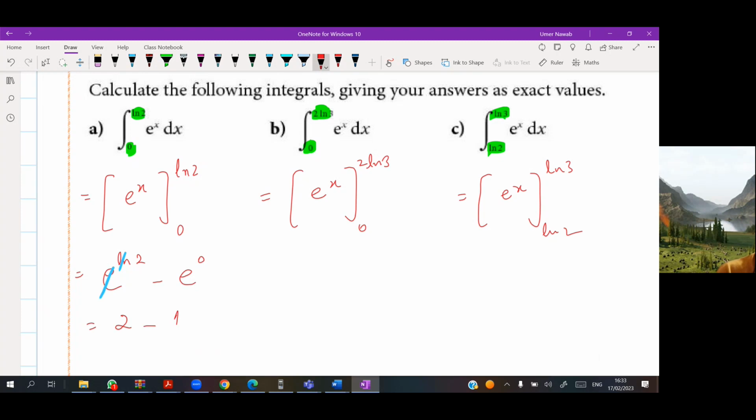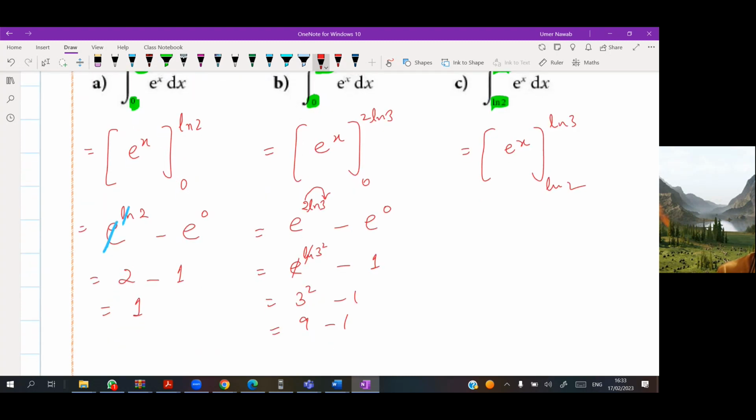Anything power 0 is always equal to 1. The final answer is 1. Here, substitute the upper limit, e raised power 2 ln of 3 minus e raised power 0. Unfortunately, I cannot cancel ln with e because there is a 2. So use the power property of ln. So e raised power ln of 3 raised power 2, minus 1. Now ln and e will be cancelled. You get 3 squared minus 1, which is 9 minus 1, and the final answer is 8.